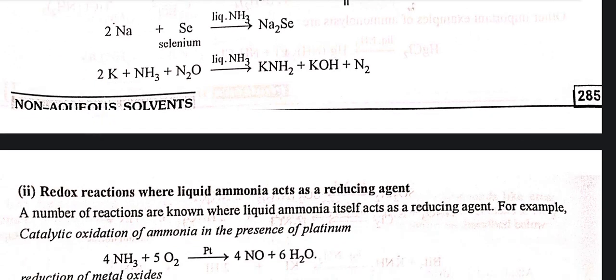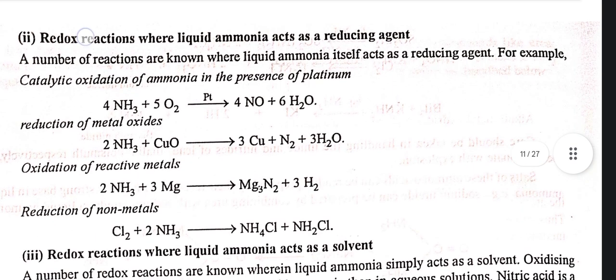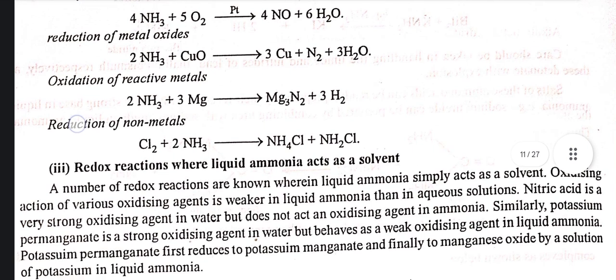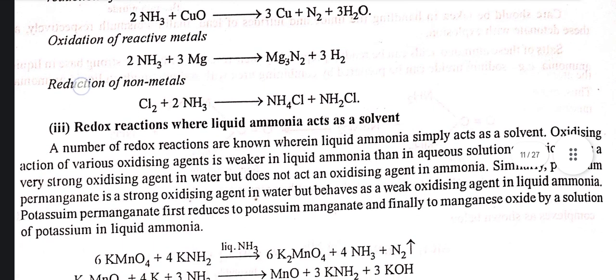Second, redox reactions where liquid ammonia acts as a reducing agent. A number of reactions are known where liquid ammonia itself acts as a reducing agent, for example, catalytic oxidation of ammonia in the presence of platinum, reduction of metal oxides, oxidation of reactive metals, and reduction of nonmetals. Third, redox reactions where liquid ammonia acts as a solvent. A number of redox reactions are known wherein liquid ammonia simply acts as a solvent.